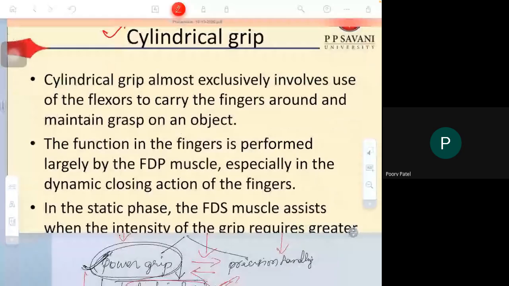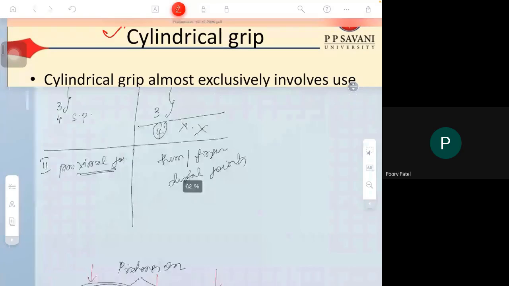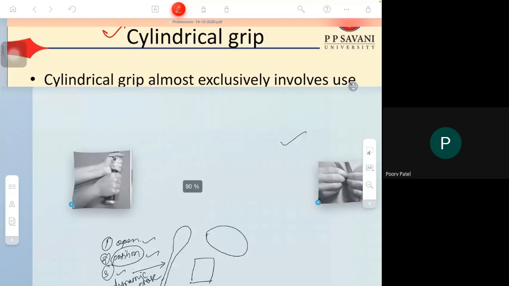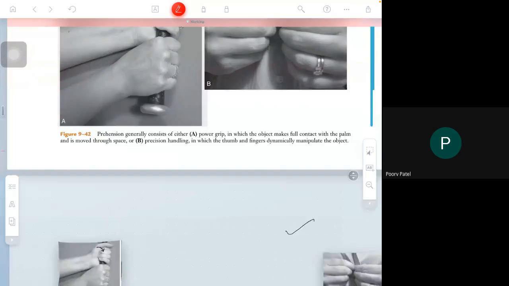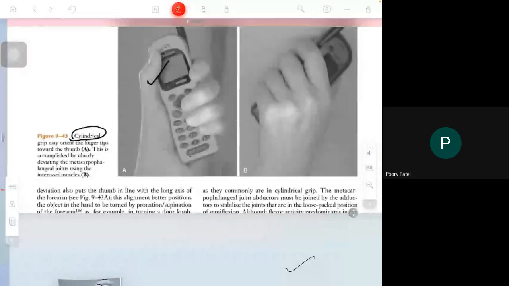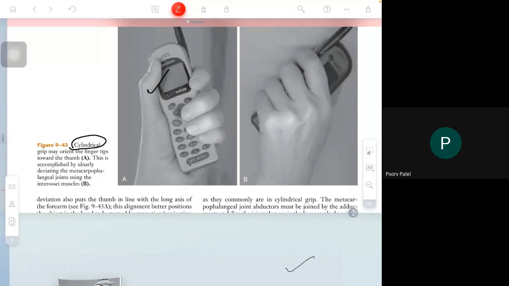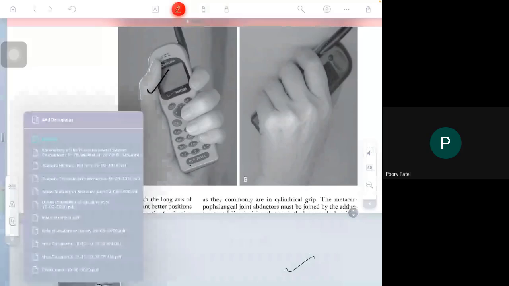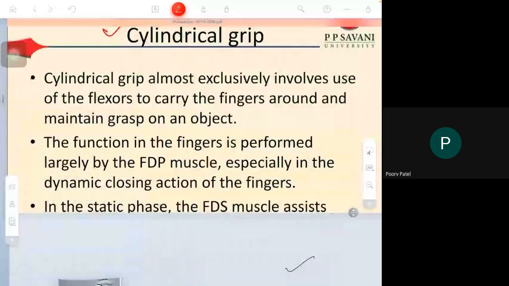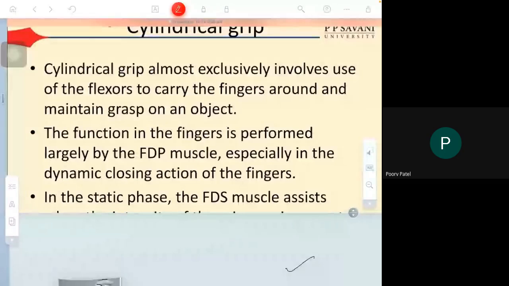So what is an example of cylindrical grip? What I had shown in the diagram: holding a phone. Yes, this is cylindrical grip. So now you have to keep this image in mind. Cylindrical grip almost exclusively involves use of the flexors to carry the fingers around and maintain the grasp on an object. Now imagine the image which I had shown just now.